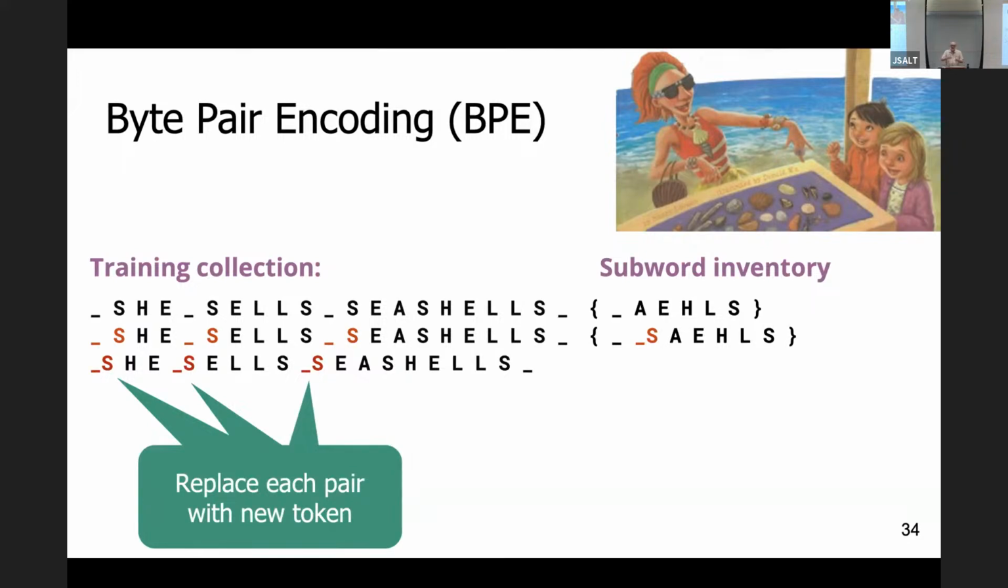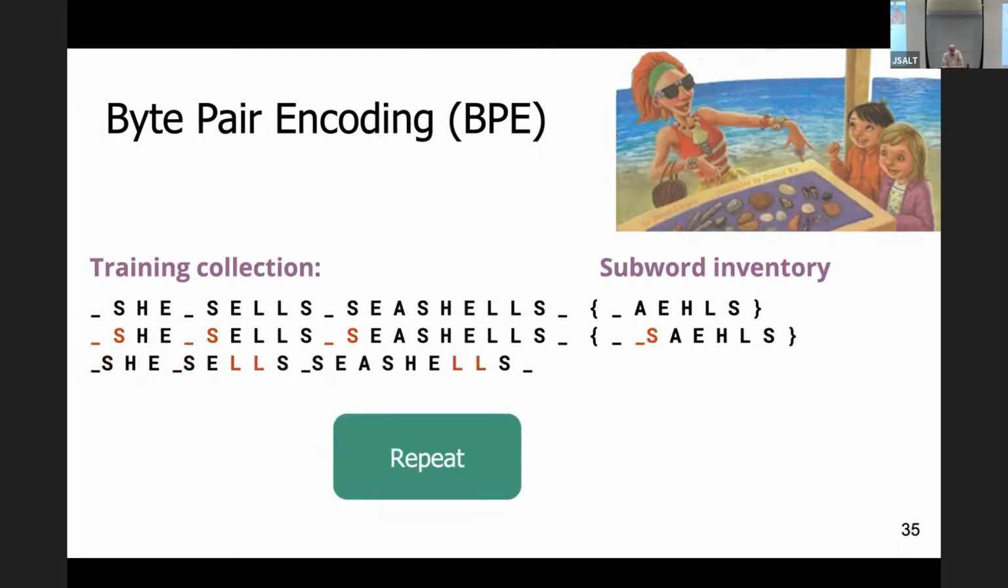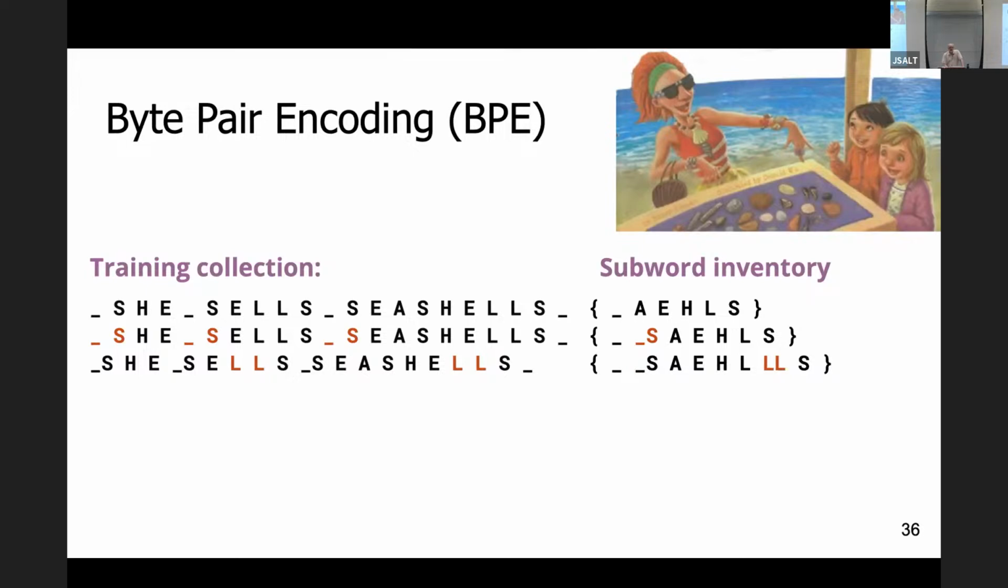So we have increased the size of our subword inventory, and we've shortened the training text a little bit. And we just repeat that. LL is the next most common one. We add LL as a token and replace all occurrences in the training text with LL. The question is, why does it choose LL, not EL? They occur the same number of times, so it's just random.